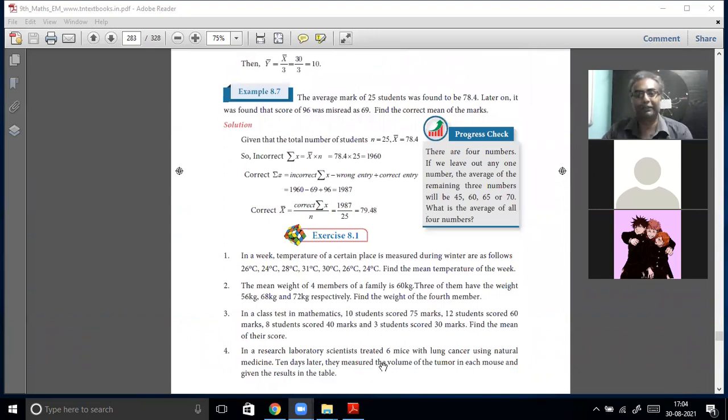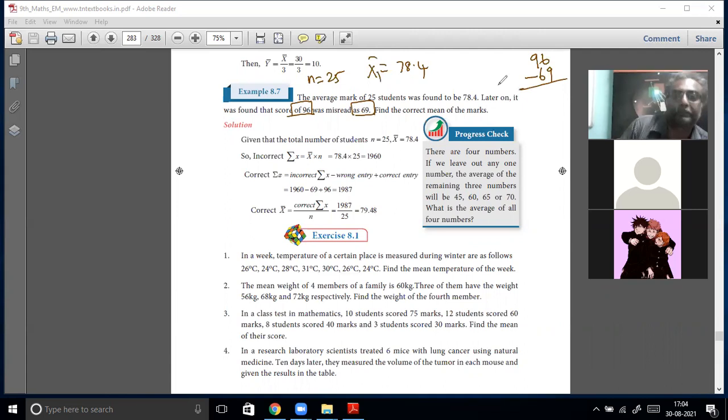Example 8.7. See, average marks of 25 students, N is equal to 25, was found to be 78. Mean x1 is 78.4. Later on, it was found that the score of 96 was misread as 69. So in this, wrong score is 69, right score is 96. So what you must do? You must add 96 and subtract 69.